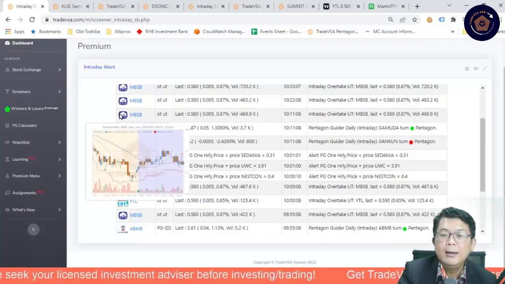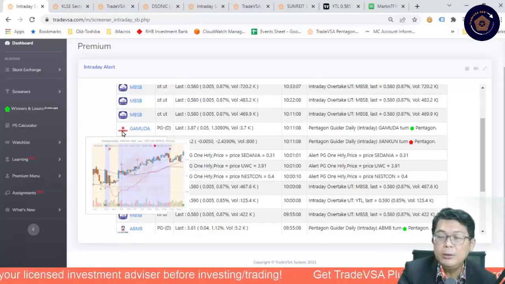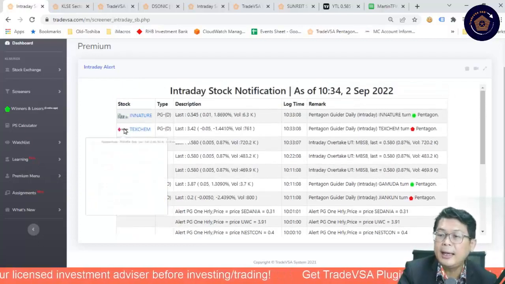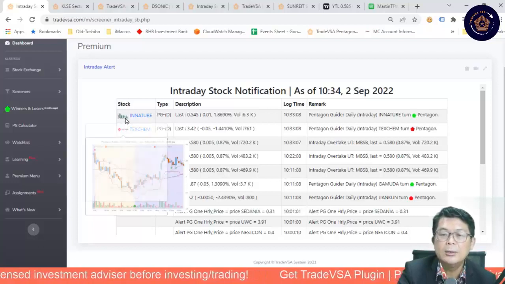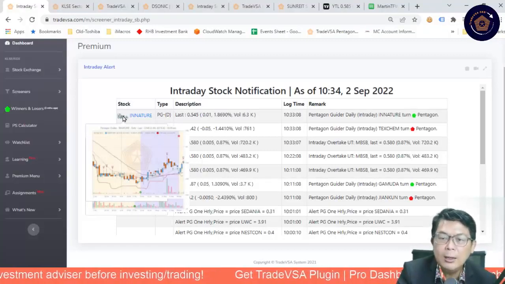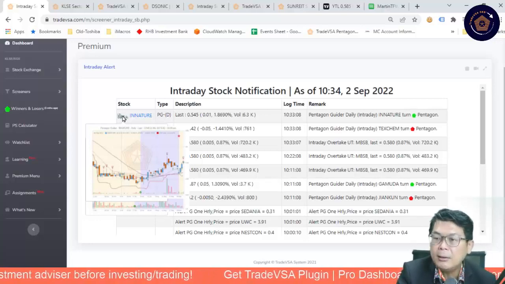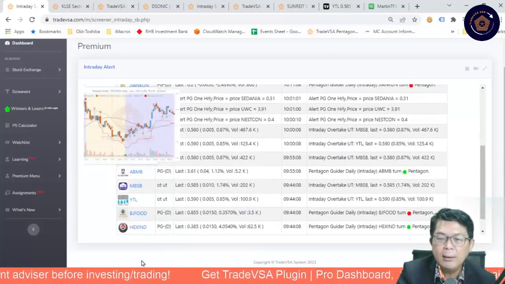Okay, ABMB doesn't have. MBSB, we've got Gamuda. Gamuda looks pretty good, turned green pentagon. And Texcam is turning red, so not so good. Then we have Inmature, turning green pentagon too. That one will be nice. We want to see eventually that one turning green pentagon. This was at 10:33. All right, so let's take a look at that one from just now.